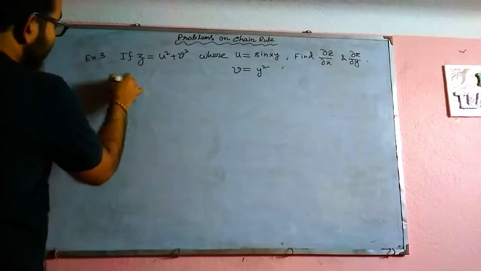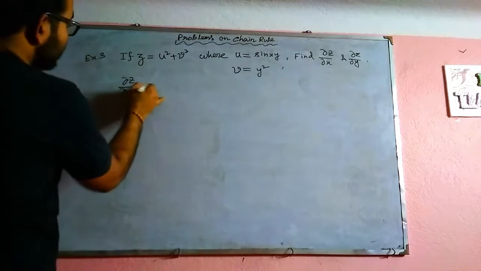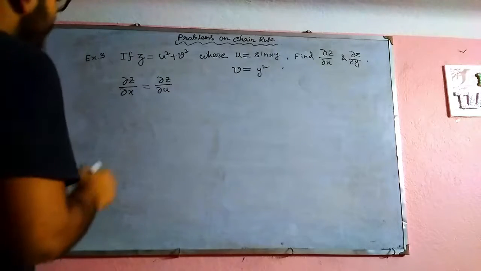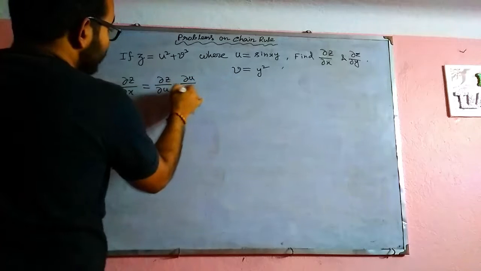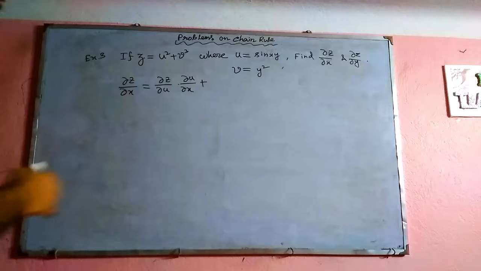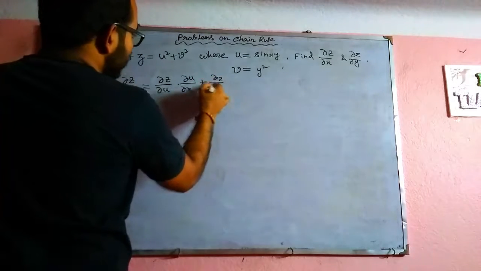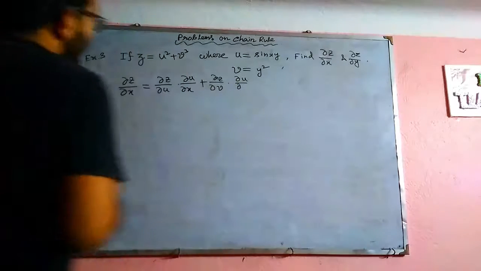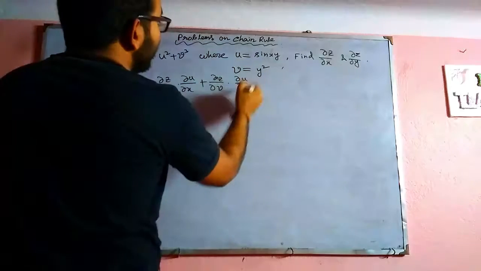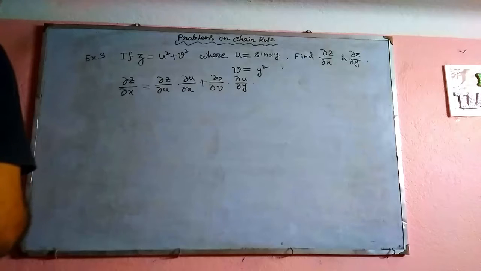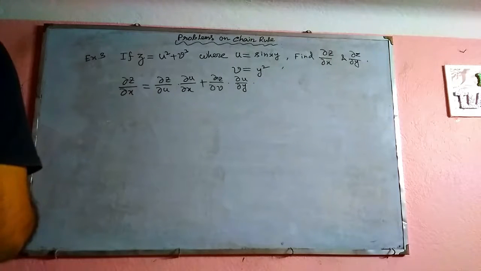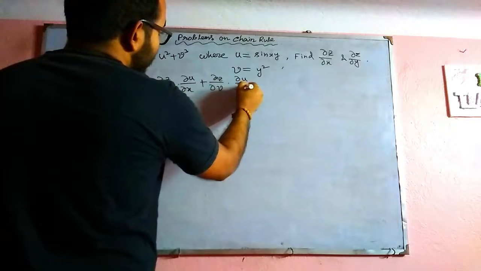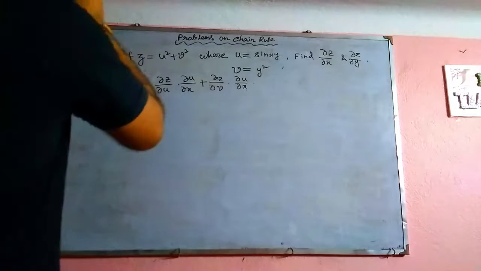Rule number 3 is del z del x is equal to del z del u into del u del x, plus del z del v into del v del x... no, this must be x. This must be x. Okay.